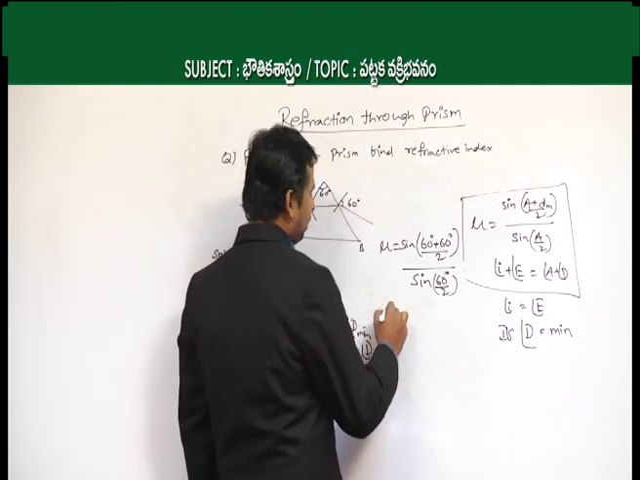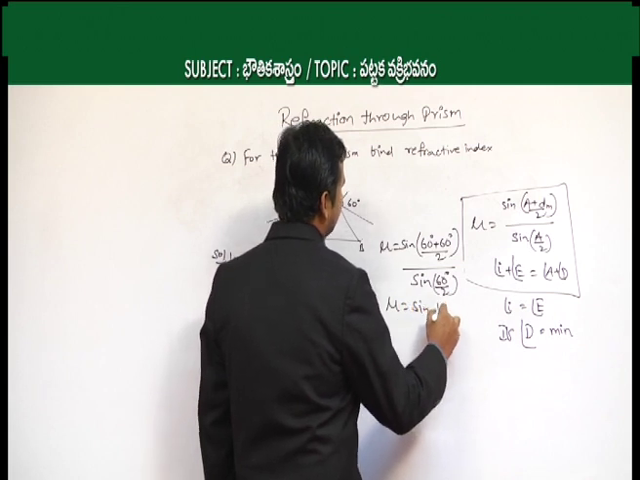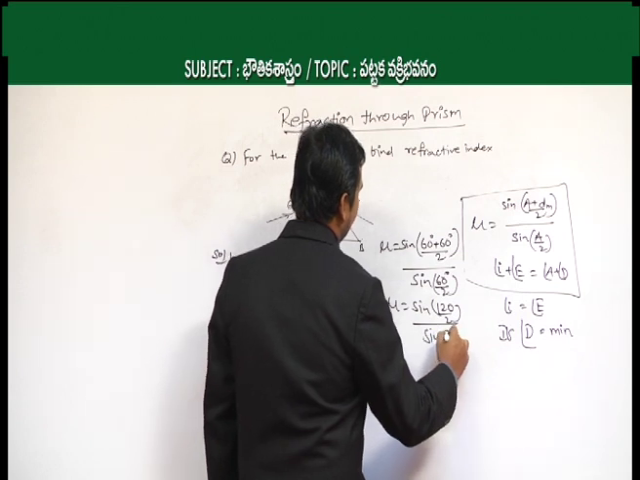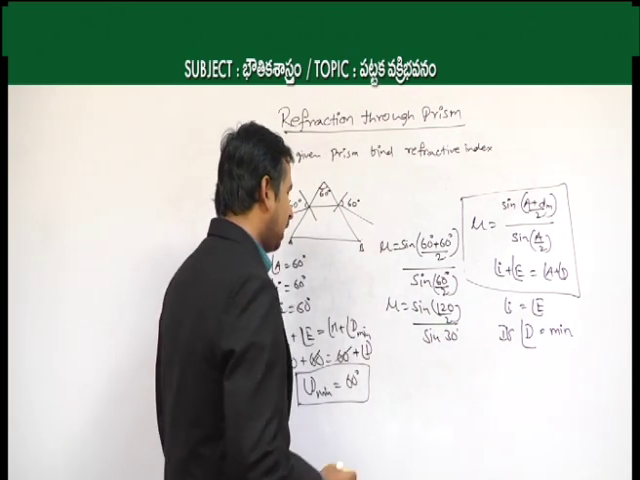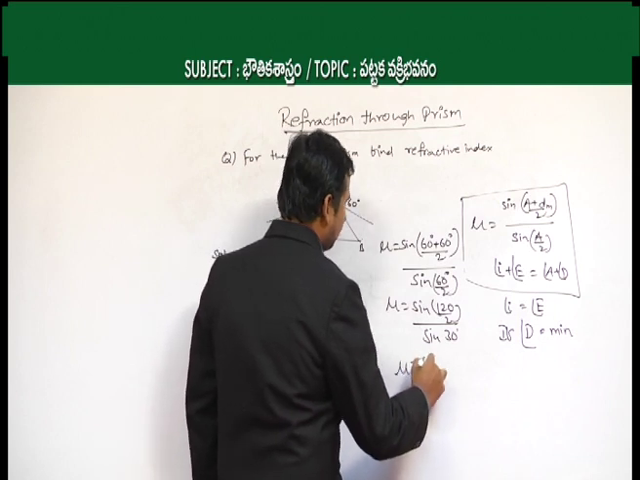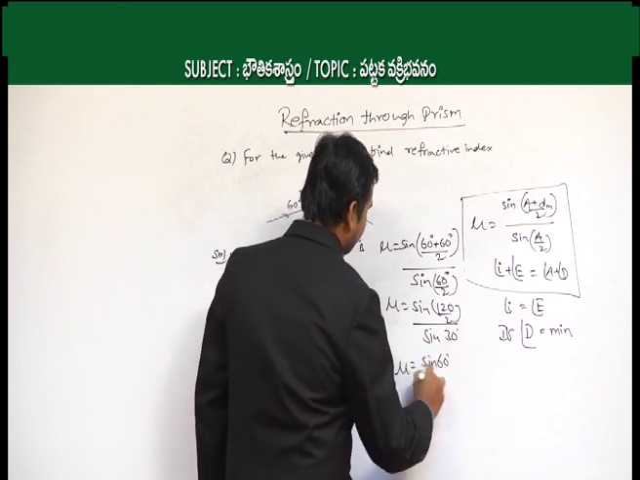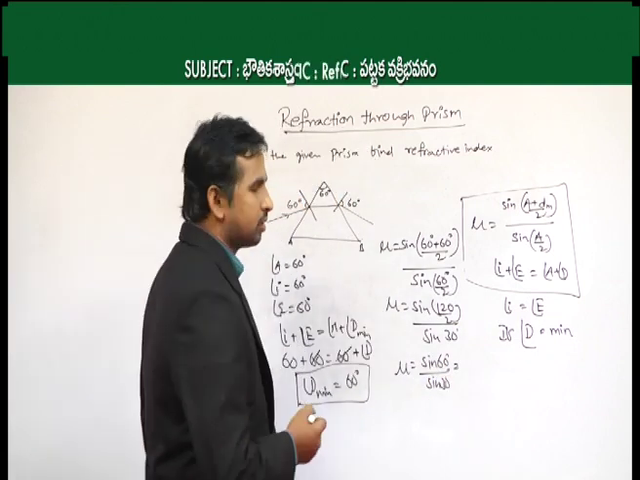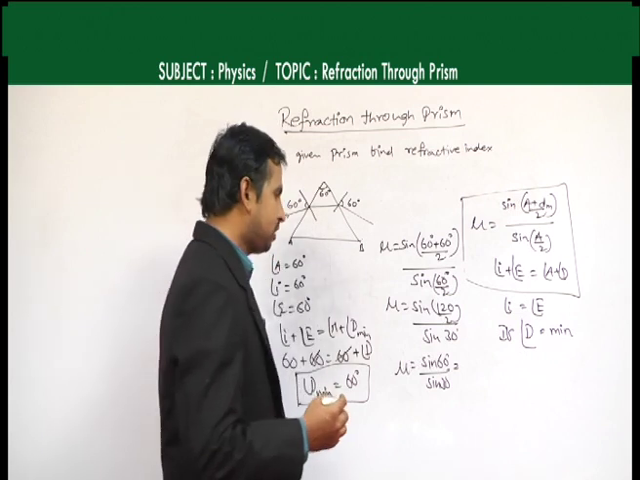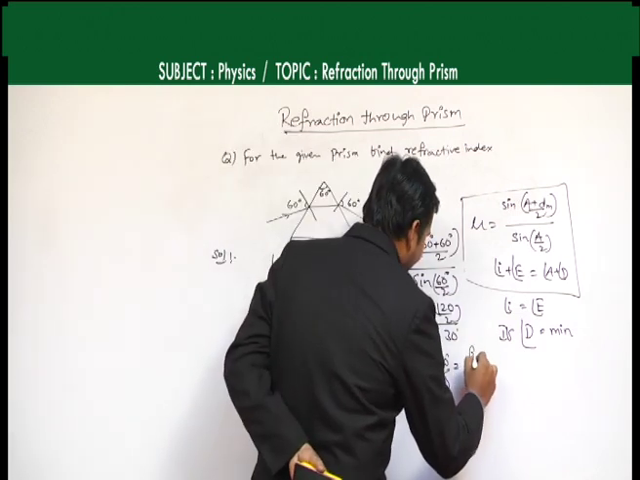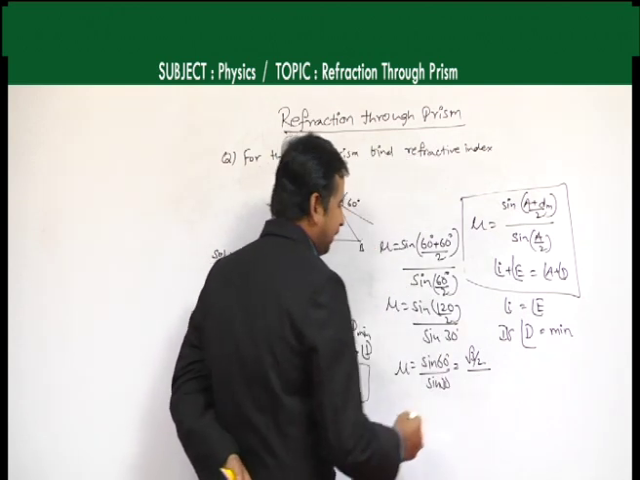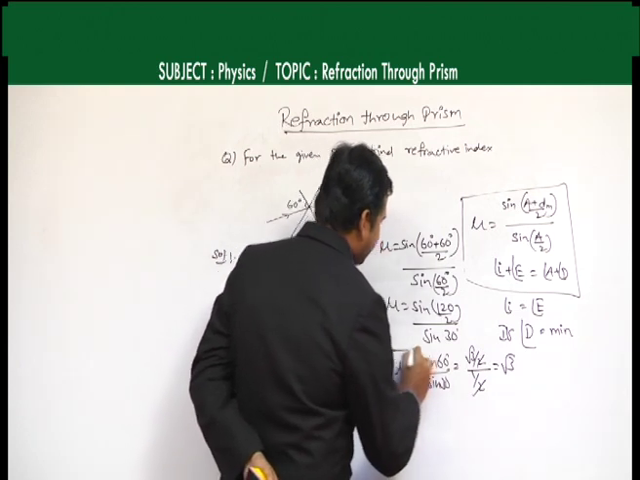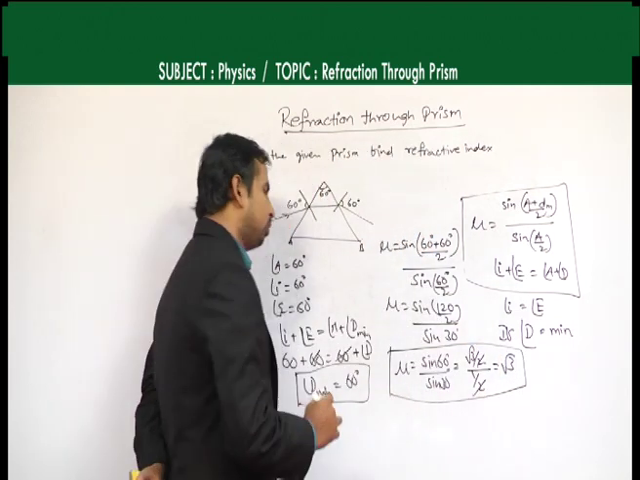Then mu is equal to sine of (60 plus 60), which is 120, by 2, divided by sine of 60 by 2, which is 30 degrees. Then the refractive index mu is equal to sine 60 by sine 30 degrees. If you know the values of the sine, sine 60 is equal to root 3 by 2, whereas sine 30 is 1 by 2. The 2 gets cancelled. Finally, we got the refractive index of the glass prism as root 3.